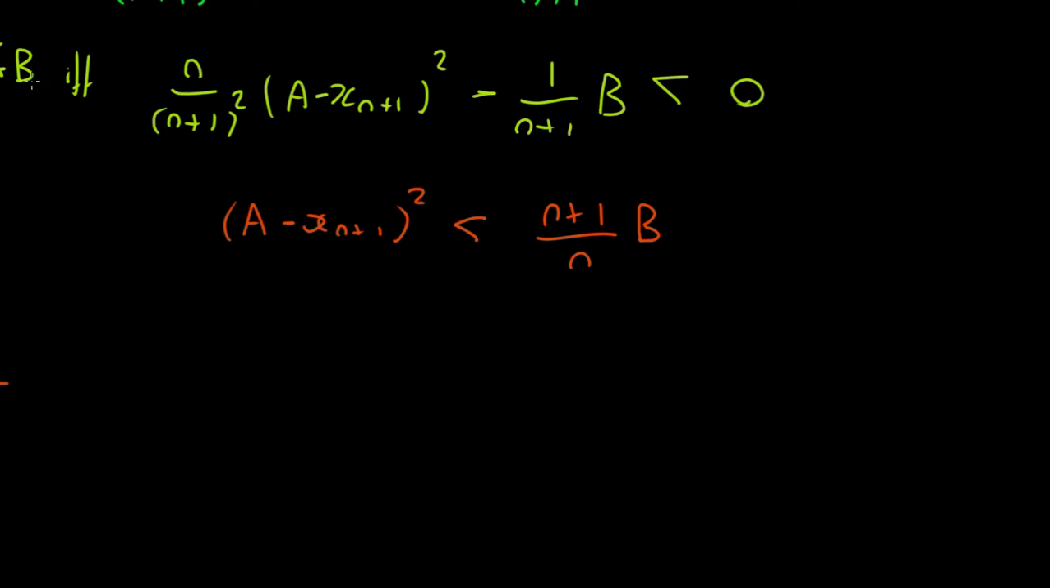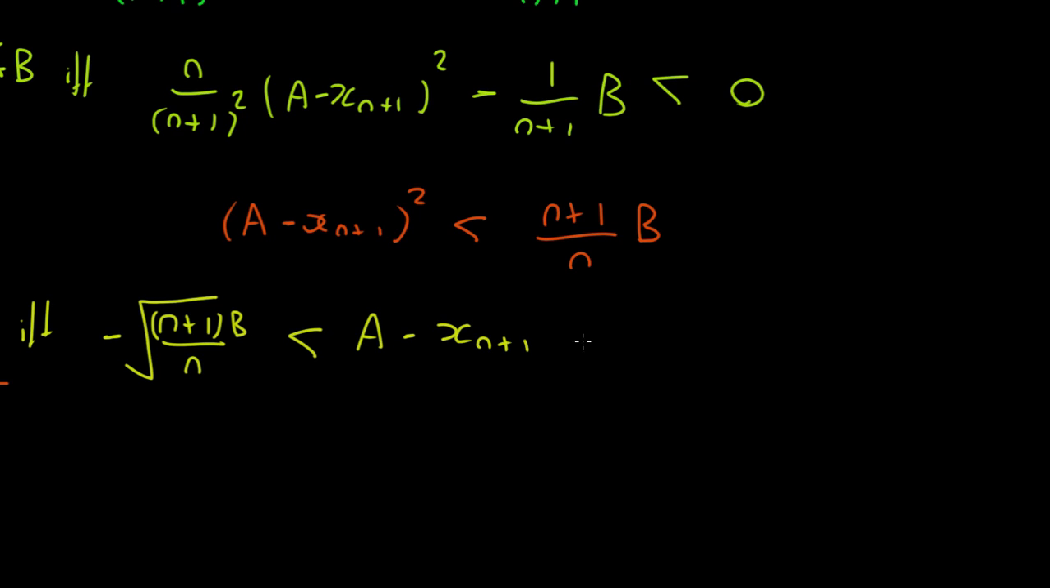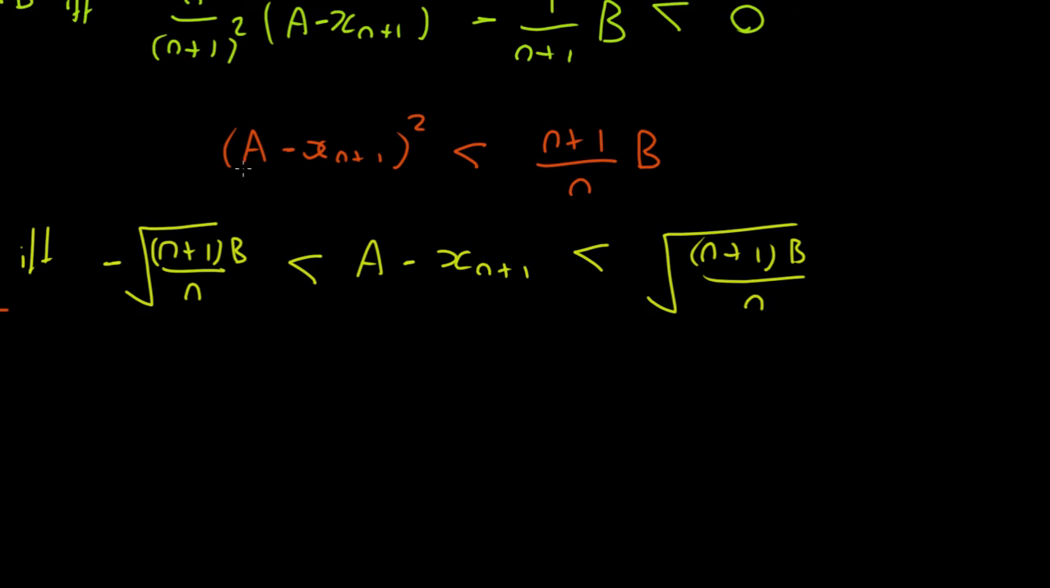So when is this true? Well, this is true if and only if we take the negative square root of that thing is less than a minus x to the n plus 1, which is less than the positive square root of this thing. And that makes sense because we're not sure whether this expression here is positive or negative, but this inequality tells us it must be bounded between those two values.